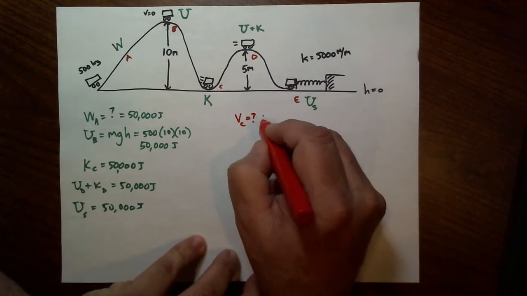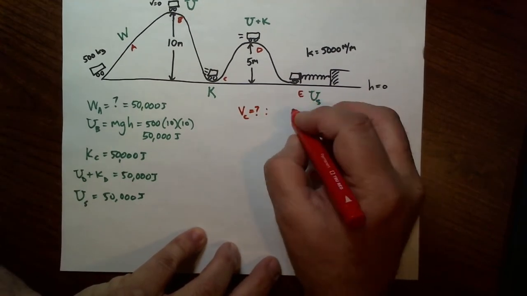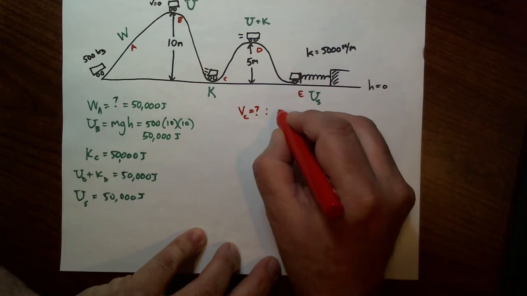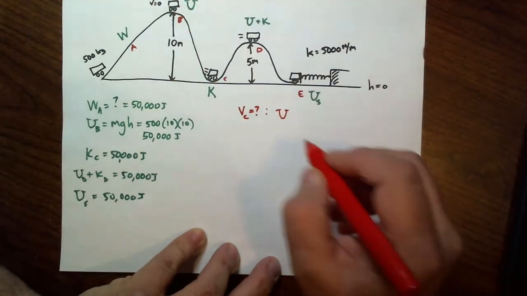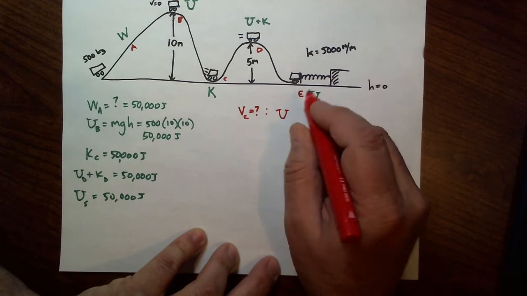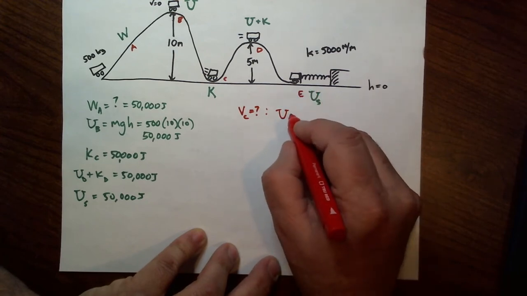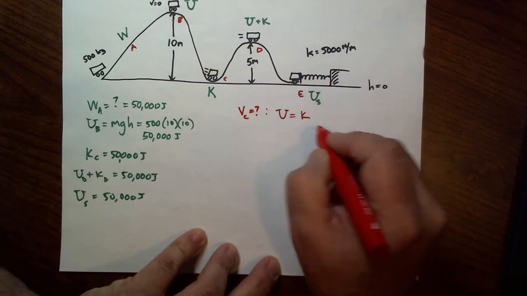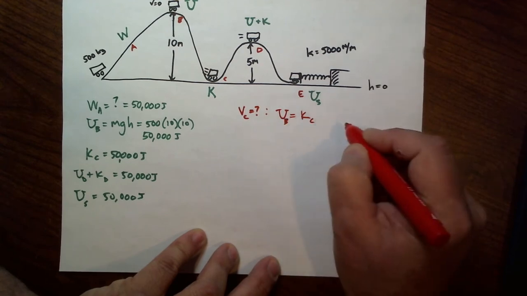Okay, well, let's solve that problem. The velocity at point C, we can answer that question by saying that this potential energy at the beginning, which is 50,000, but I'm going to write it just as U because I want to do this with all symbols and show you some cool stuff, is going to turn into kinetic energy. So that's at point B, and this is at point C.